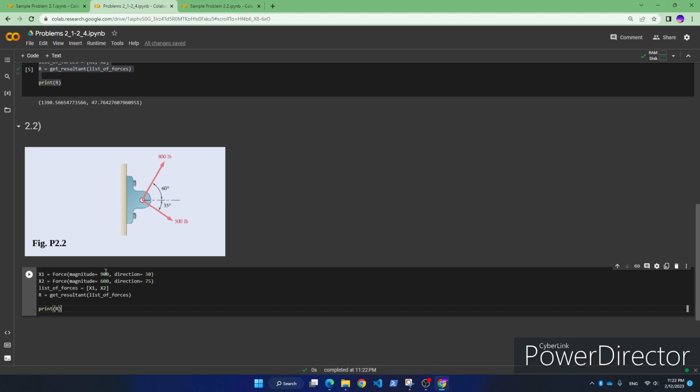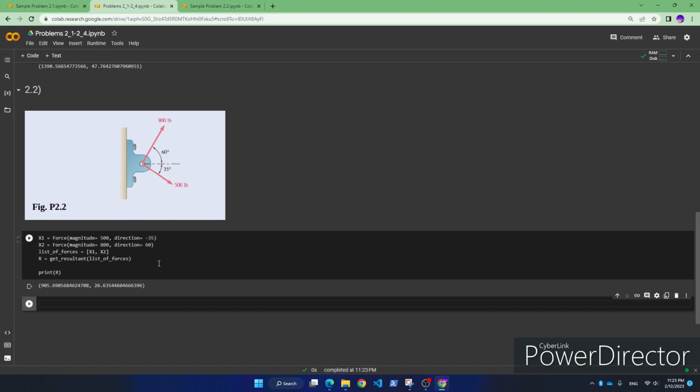Right here, x1, let's call this one x1, so it will be 500 and the direction will be negative 35, right? Because it's clockwise from the x-axis. And the other one is 60 and the value is 800, and because both of them are in pounds, we don't care. And this is our resultant. And see, like, this is the direction, so the resultant will be somewhere here, and that actually makes a lot of sense, right? Yeah, so this is how it is. Like, for example, if this one was here, the angle will be definitely between 35 and 60.